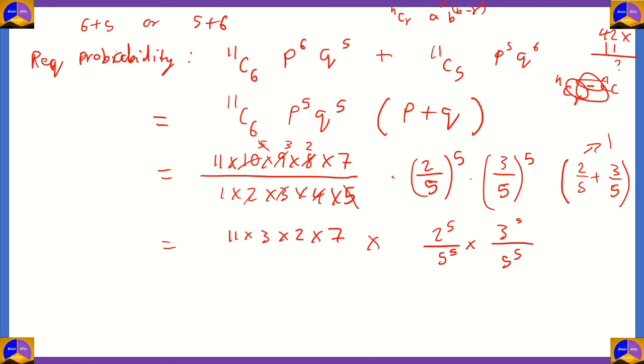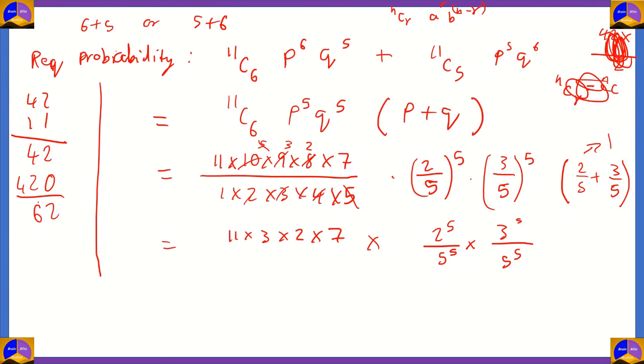So let's do that multiplication out here on the left side. So we have 42 times 11. So 2 times 1 is 2, 4 times 1 is 4, 2 times 1 is 2, 4 times 1 is 4. We have a 0 here. We have 2, and then 6, and then 4. So therefore, the product of 11, 3, 2, and 7 is 462.